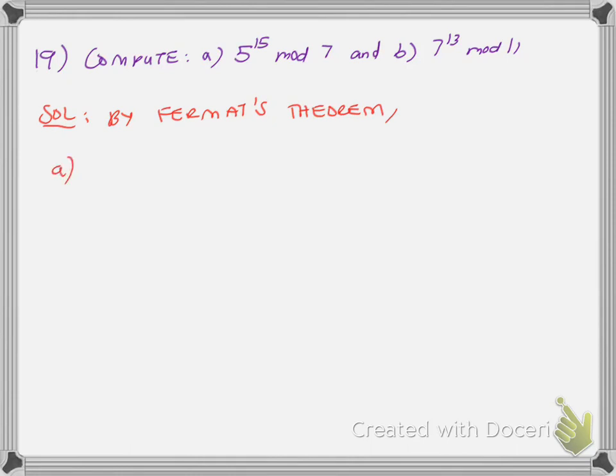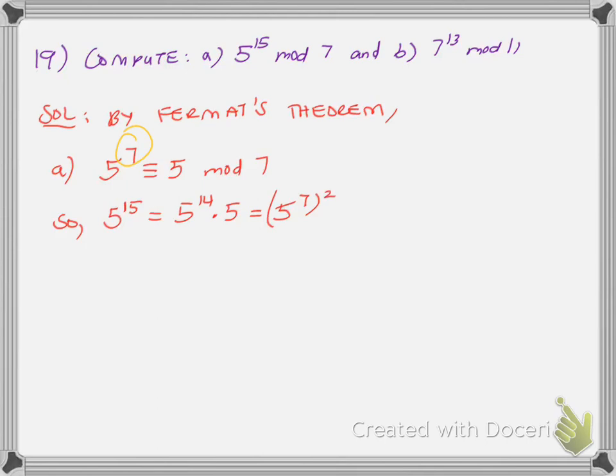So by Fermat's theorem, A, we know that 5 to the 7th is congruent to 5 mod 7. Okay, so how will that help us? Well, we can take 5 to the 15th and rewrite it as 5 to the 14th times 5, right? Because you want to rewrite it in multiples of 7. All right, so you can use the fact that 5 to the 7th is congruent to 5 mod 7, right? Well, this is equal to 5 to the 7th squared times 5.